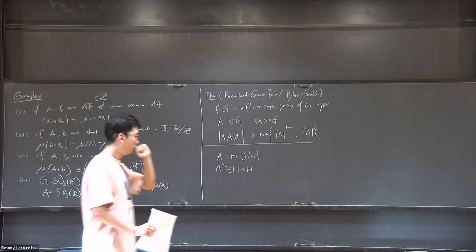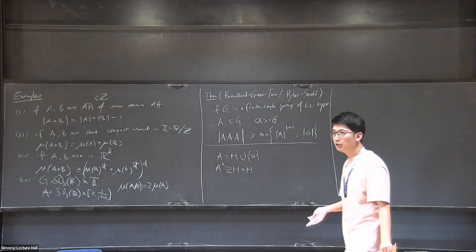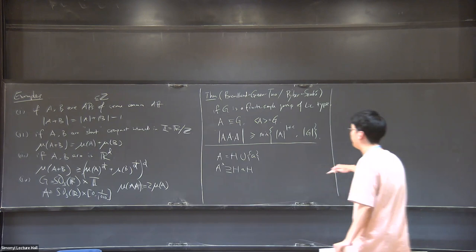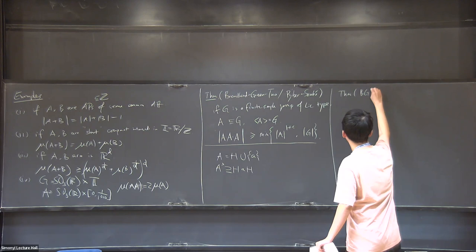So I want to mention a bit of intuition for when the product size can be small. Let's still look at the finite case for the moment. For the finite case, there's a nice result by Breuillard, Green, and Tao. I'll just write BGT.